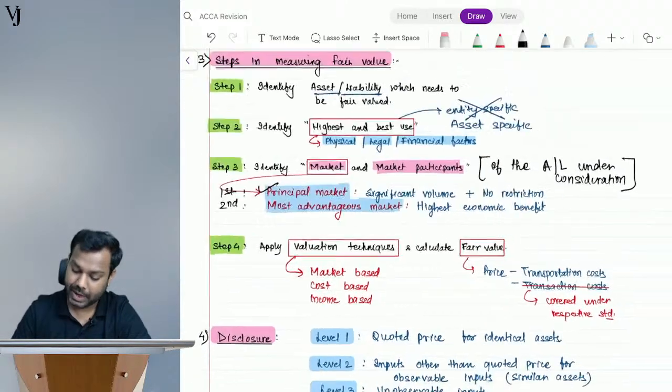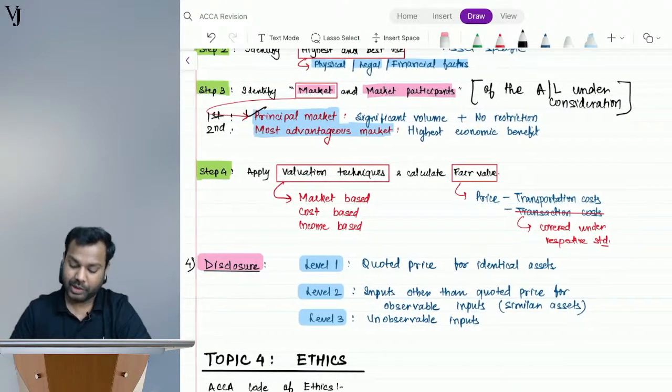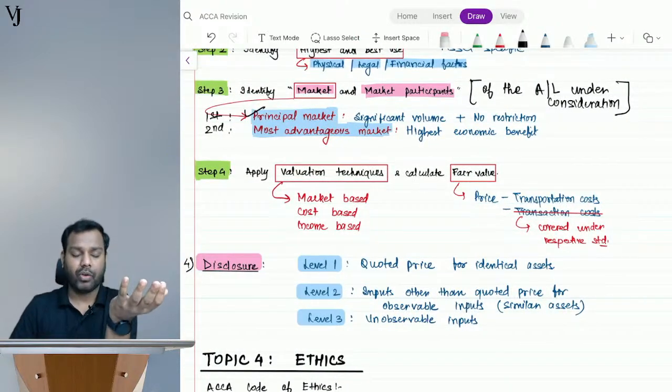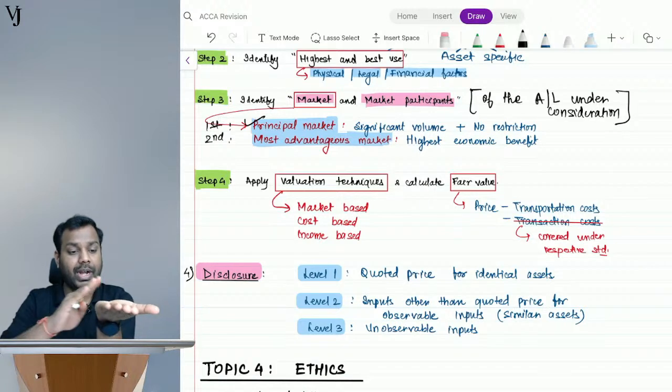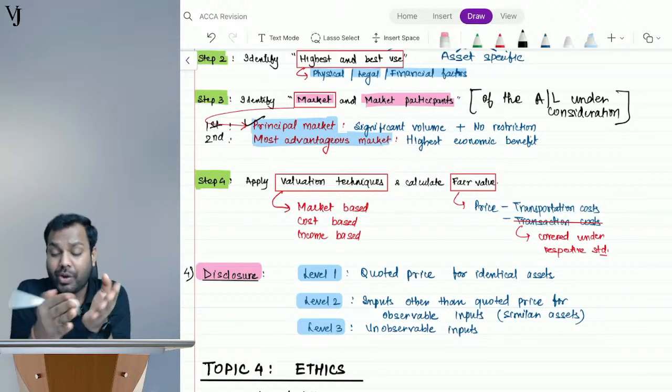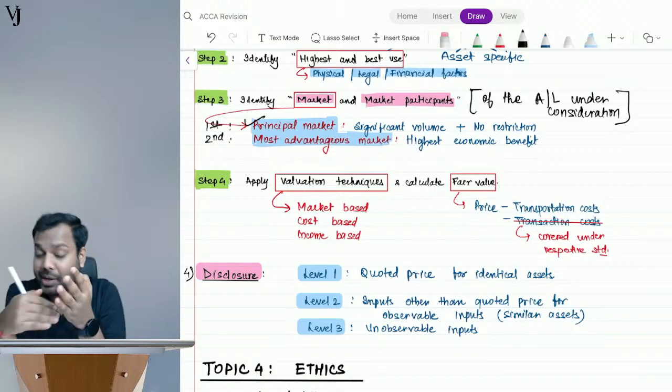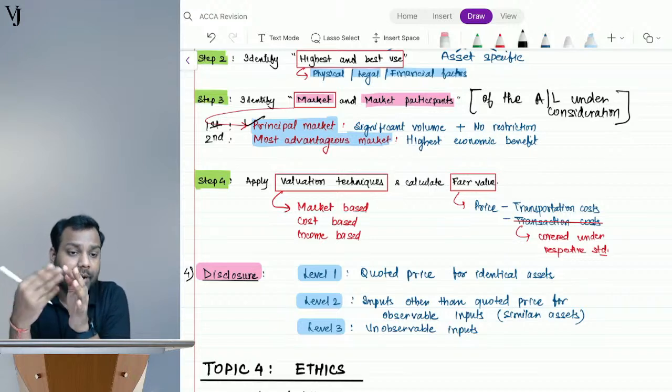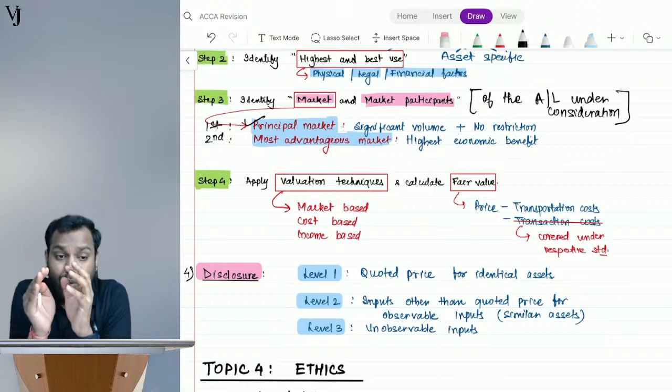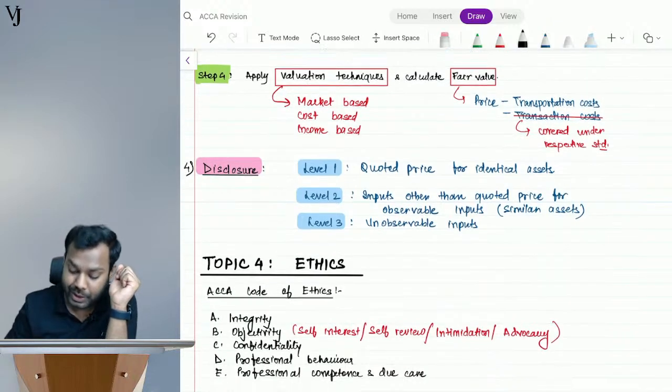Okay, now understand. Step 4. You have identified the asset. You have identified the highest and best use. You have identified the principal market or the most advantageous market. You have identified that, right? And now you will apply the valuation techniques.